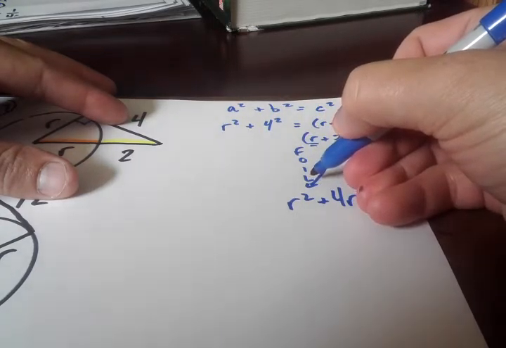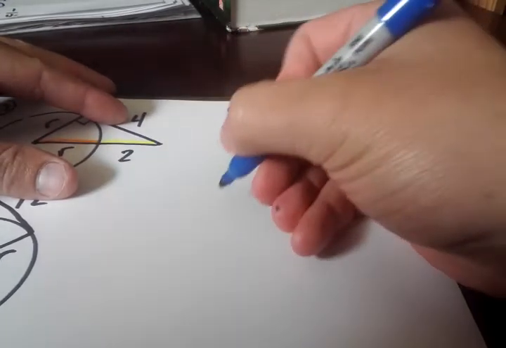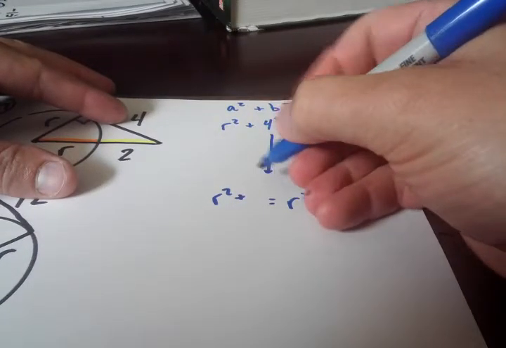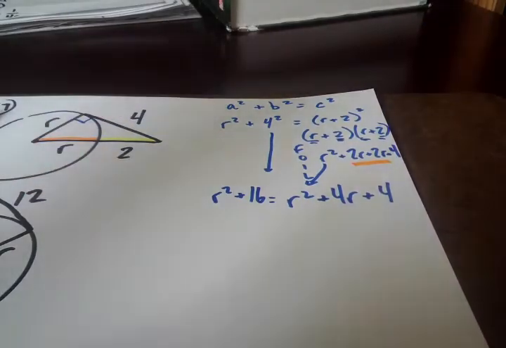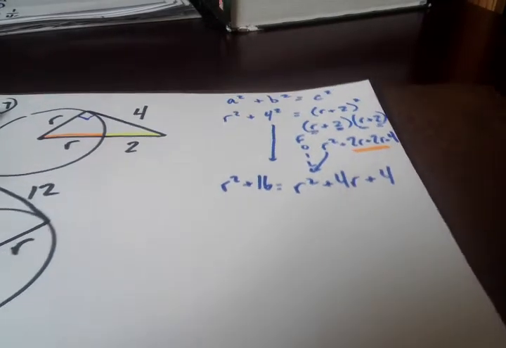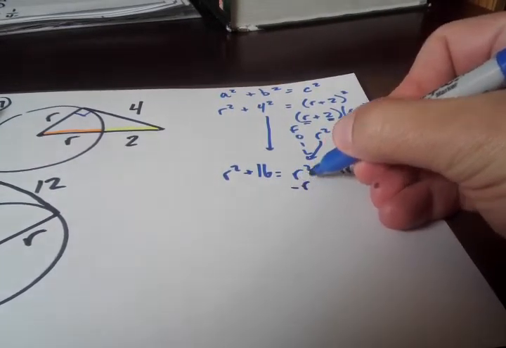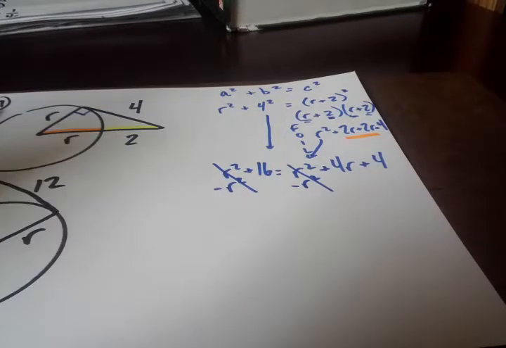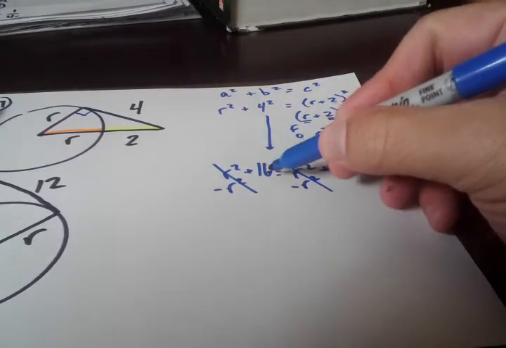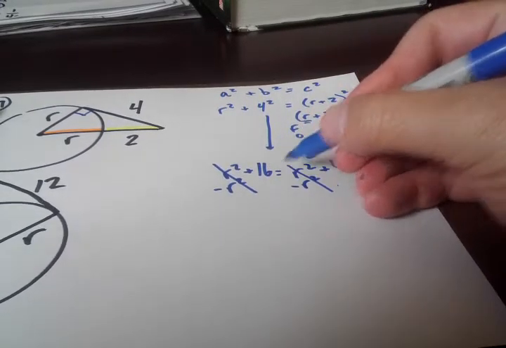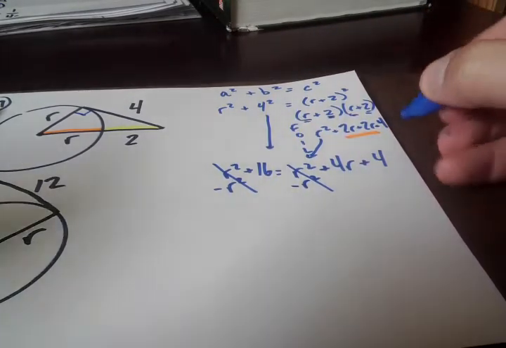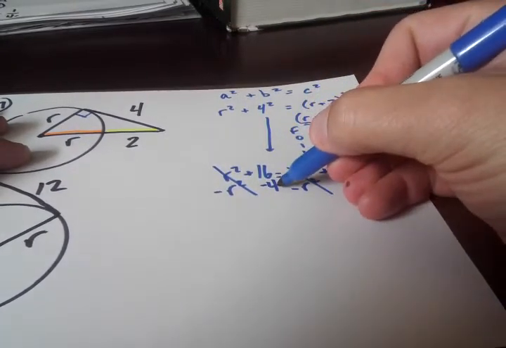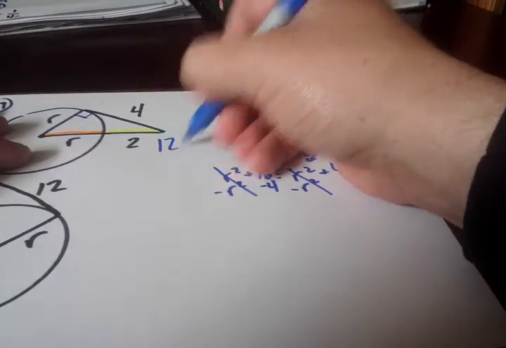That's FOIL. And it's equal to R squared plus, what is 4 squared? Do we know what 4 squared is? 16. Okay, so it looks scary. It's not. Look what happens to the R squareds. When we subtract them, they cancel, right? All right, so I've got 16 now. 16 equals 4R plus 4. Let's subtract 4 over here. What is 16 minus 4? It's 12.